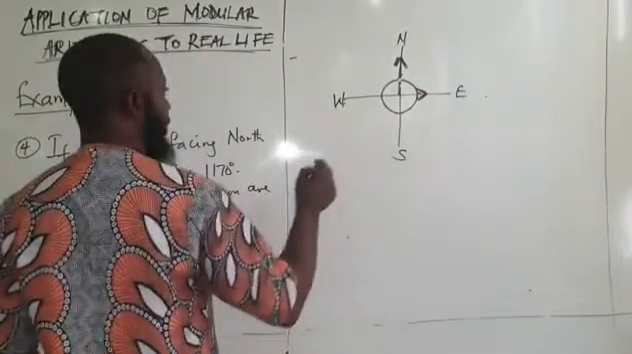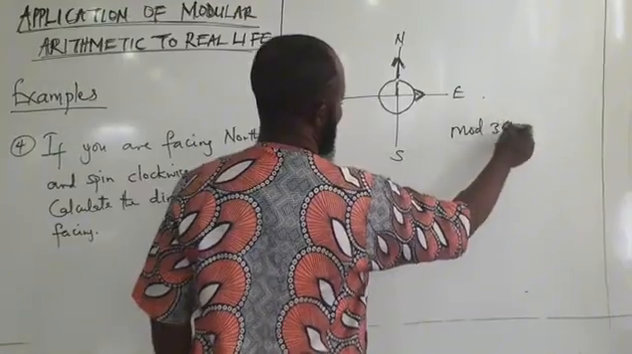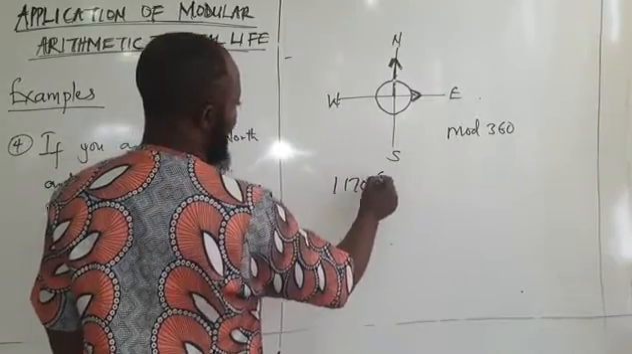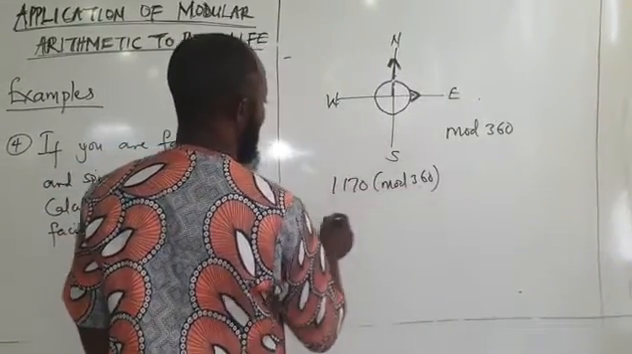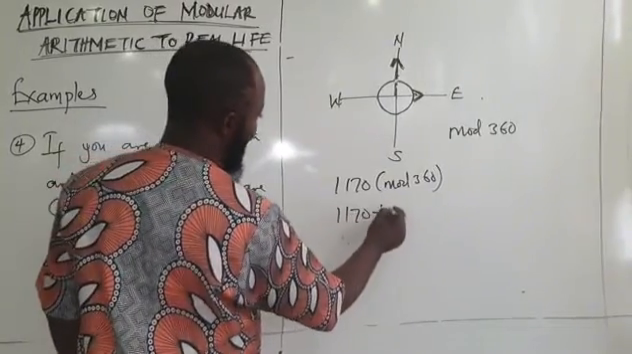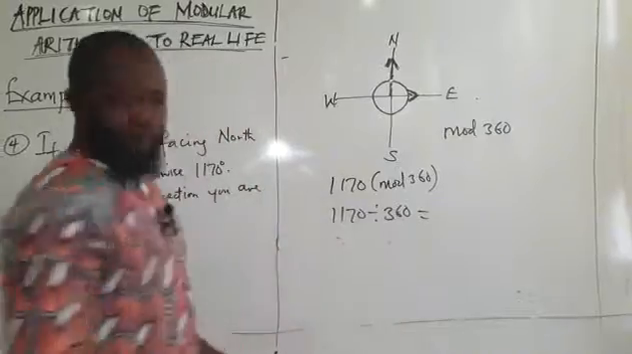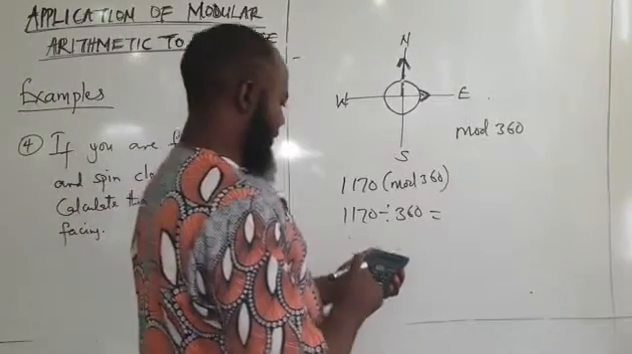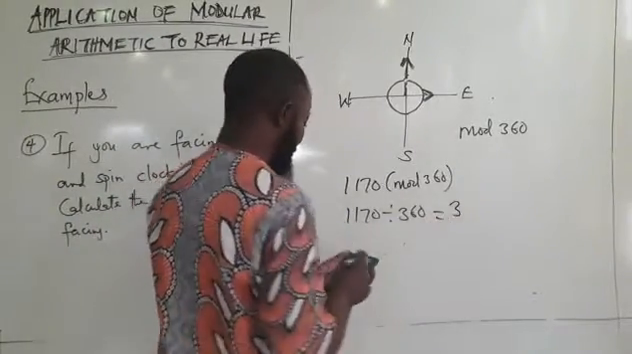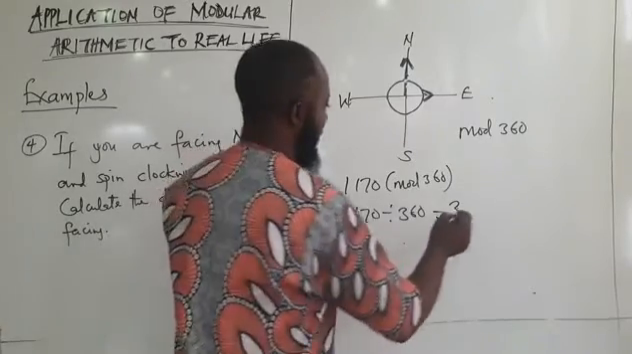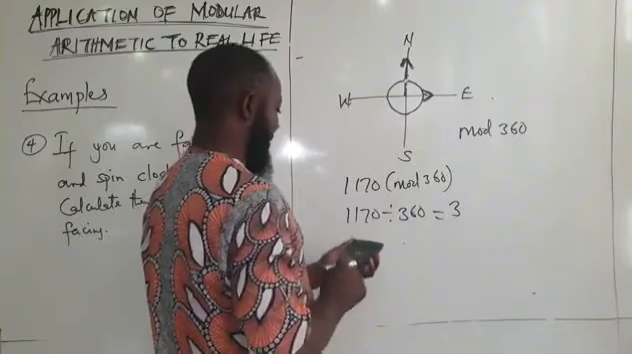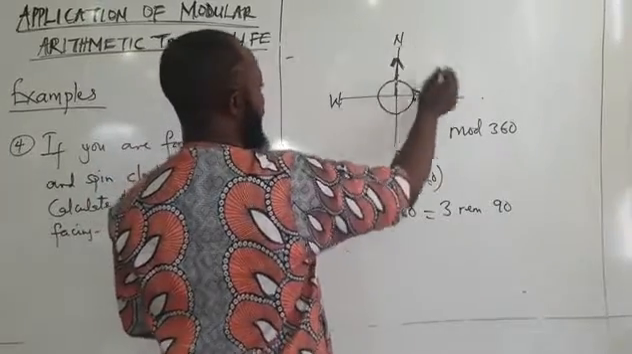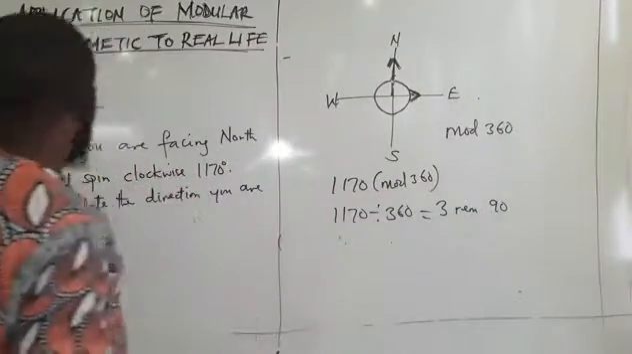So let's use mod 360. So in that case, we have 1170 in mod 360, because that means 1170 divided by 360 degrees, right? So what are we going to have? For 1170 divided by 360, that gives 3. So 3 times 360 gives 1080, and 1170 minus 1080, that is remainder 90. That is 90 degrees after the north, which is east. So you will be facing east.